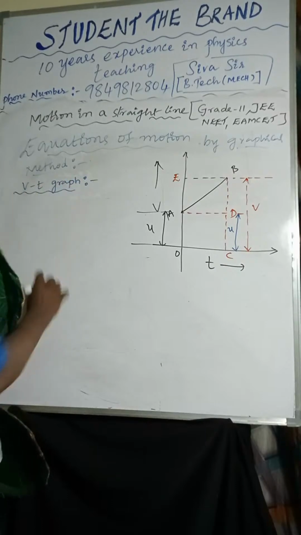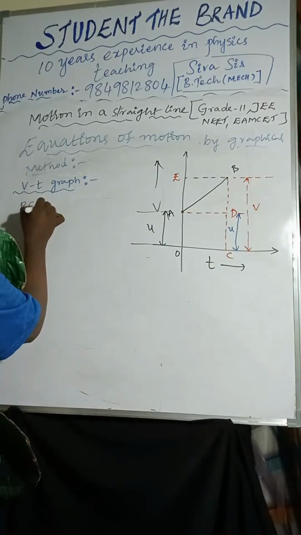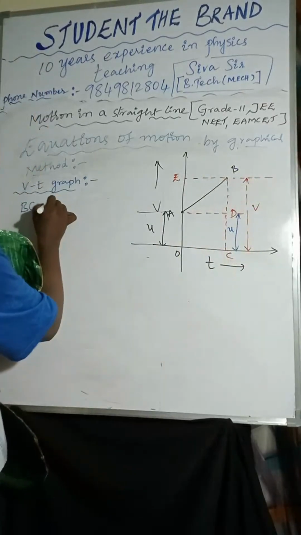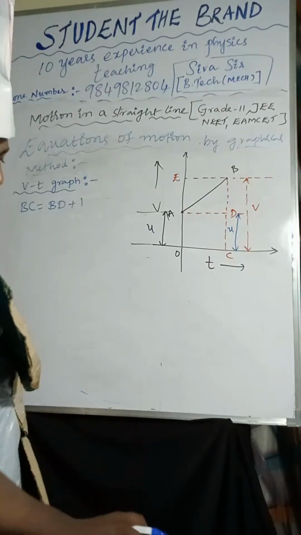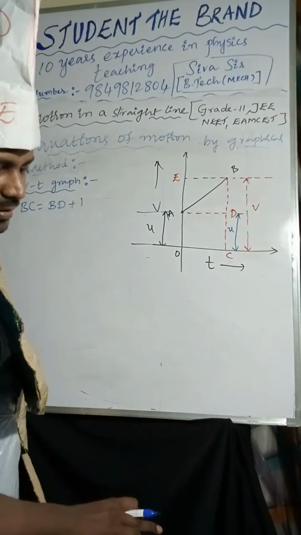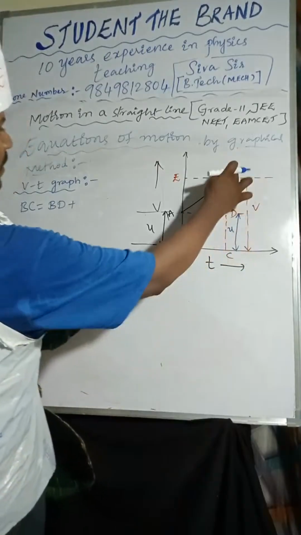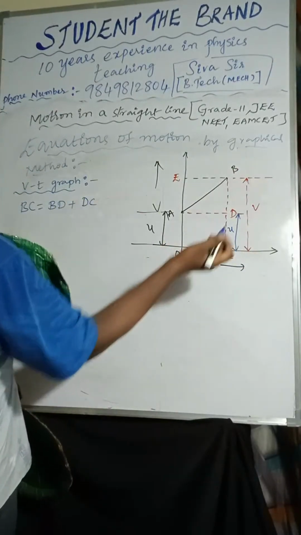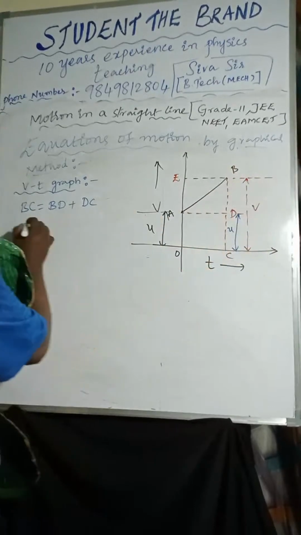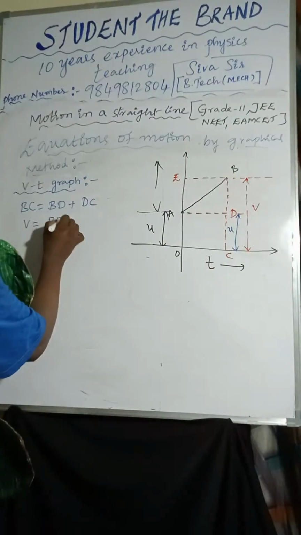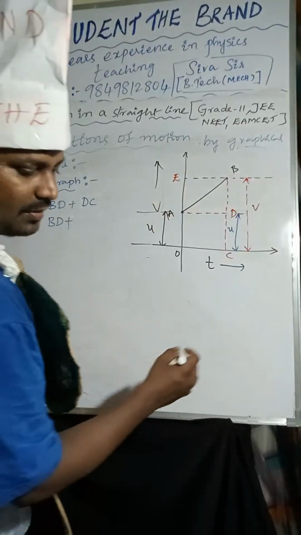Velocity-time graph. Okay, so now I am considering BC equal to BD plus DC. We can consider BC equal to BD plus DC, or CD also fine. So BC we know is the final velocity, and BD we have to find out, plus DC, which equals CD or OA.